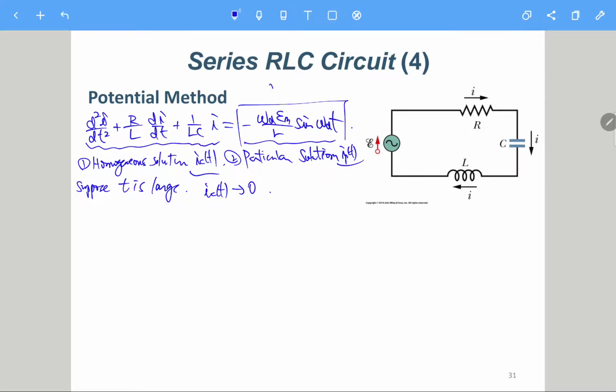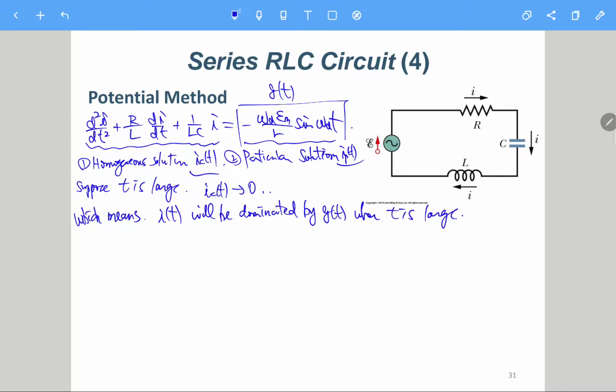Let's say this is g of t. Which means I of t will be dominated by g of t when t is large.